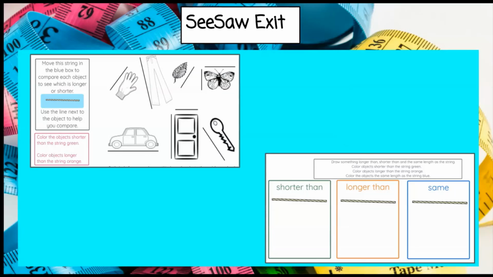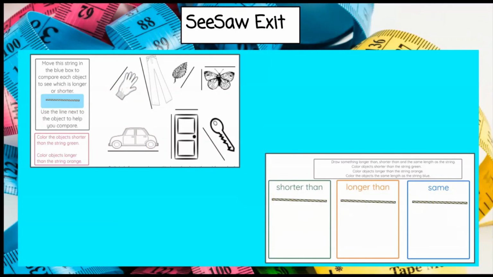Today in Seesaw, you are going to continue measuring the length with a piece of string. There's a piece of string in a blue box in Seesaw. You're going to tap the drag tool to move the string and compare each object to see which one is longer than and shorter than. You can use the line next to the object to help you compare. You're going to color all the objects that are shorter than the string green and color the objects longer than the string orange. There's also a video I made for you on how to move the string around to be able to measure the objects.